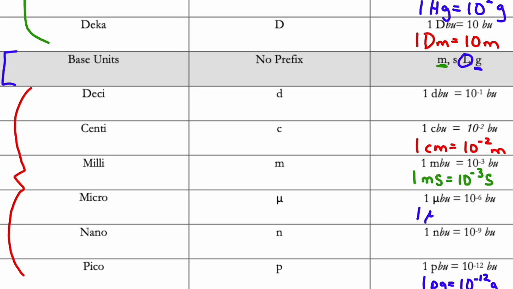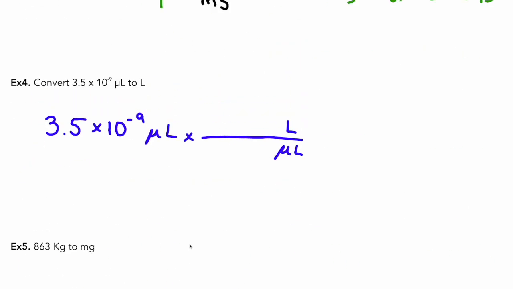So 1 microliter equals 10 to the negative 6 liters. So 1's going to go in front of microliters, and 10 to the negative 6 is going to go in front of liters. Okay, so 1 microliter is 10 to the negative 6 liters. 3.5 times 10 to the negative 9th. I'm going to multiply by 10 to the negative 6 because it's on the top. If it were on the bottom, I would divide. So I have 3.5 times 10 to the negative 15th liters.